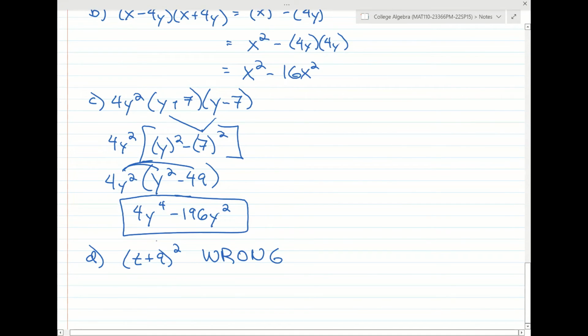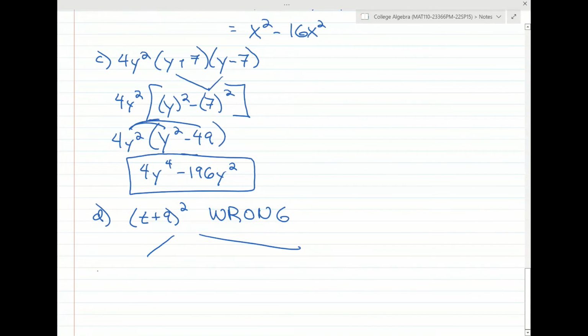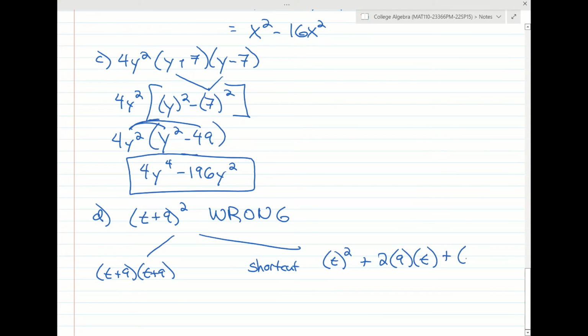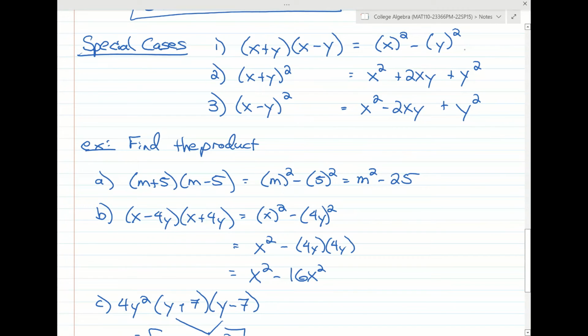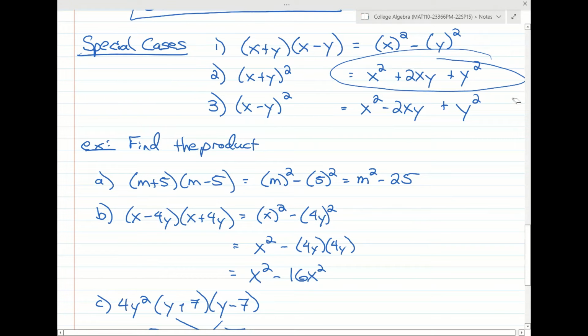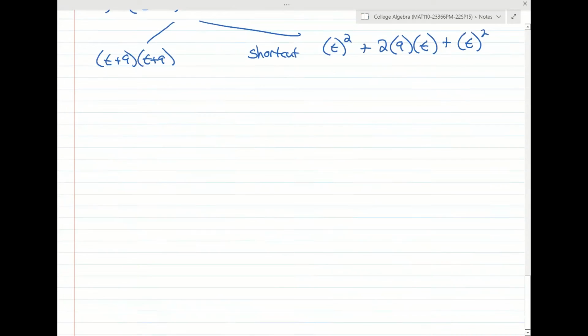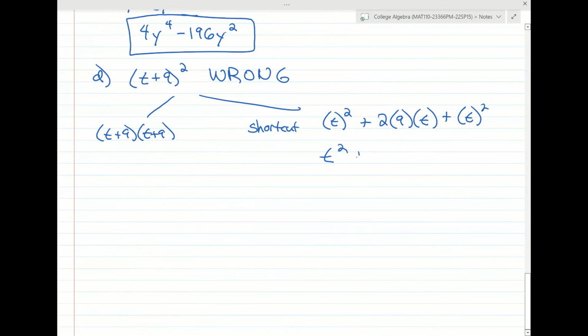When you have something squared, we could do this two different ways. One way we could do it is by doing t plus 9 times itself. The other way you could do it is by using the shortcut. The shortcut says you do t squared plus 2 times 9 times t, and then plus 9 squared. That's what we wrote for the shortcut. If you look at the shortcut up here, we do the first term squared plus 2 times the first and last, and then plus the last squared. So this would be t squared plus 18t plus, what is this? Plus 9 squared, I meant. Which is 81.